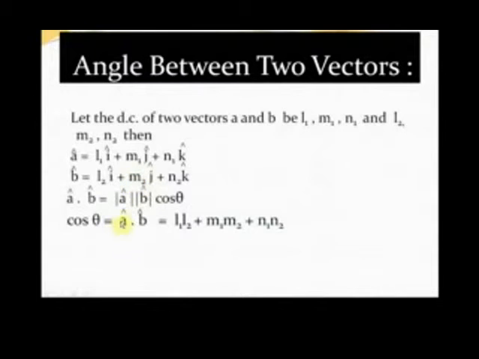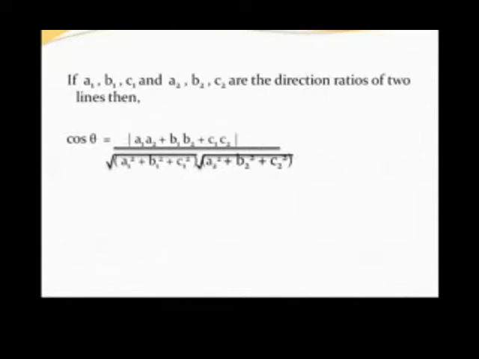Now also the modulus of unit vector a would be equal to 1 because this is a unit vector, and similarly this would be equal to 1. So we can write cos theta equal to a dot b. Now when we take the dot product of these two vectors, we get L1 L2 plus m1 m2 plus n1 n2. Thus the cosine of the angle between these two vectors a and b is equal to L1 L2 plus m1 m2 plus n1 n2, where L1, L2, m1, m2 and n1, n2 are the direction cosines of these two vectors a and b.